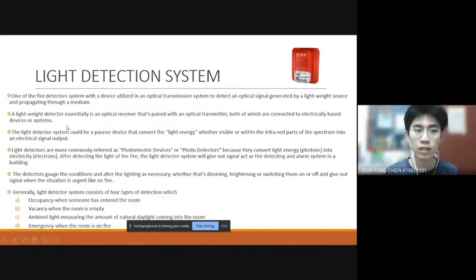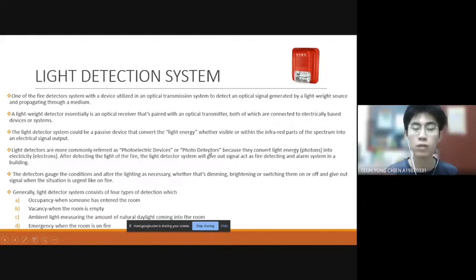A light detector essentially is an optical receiver that pairs with an optical transmitter, both of which are connected to an electrical-based device or system. In this light detection system, the light detector could be a passive device that converts the light energy, whether visible or within the infrared part of the spectrum, into an electrical signal output. The light detectors are more commonly referred to as photoelectric devices or photodetectors.